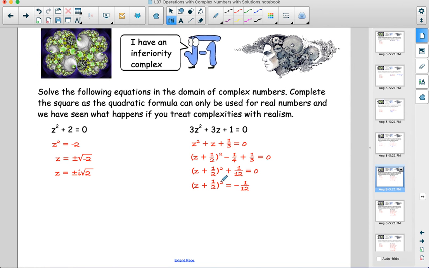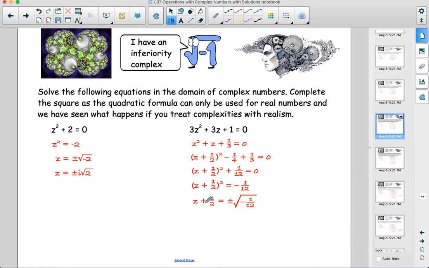We will undo the squaring by taking the square root of both sides, remembering we have 2 potential roots, just like we did over here. I'm going to get z plus 1/2 is plus or minus the square root of negative 1/12. Then we will bring the 1/2 over next. So we will get z is equal to negative 1/2 plus or minus, and now I decide I'm going to have to clean this up a bit because I really can't leave it like this, the square root of negative 1/12.